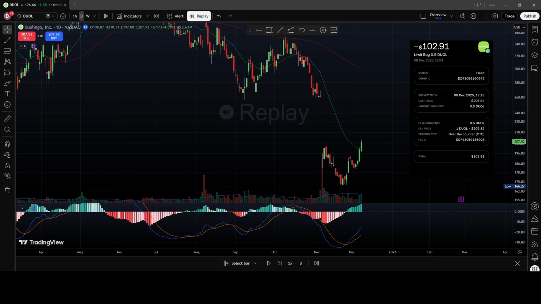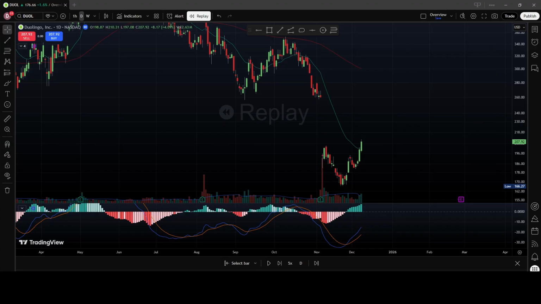I added again at 205, this time half a share. My total position was now 2.5 shares at an average price of around 188, with the trade still profitable by roughly 8 to 10%. That is not a disaster in terms of risk, but it is a clear deviation from the rule of incremental pre-planned adds.